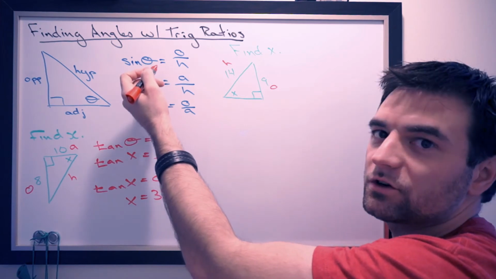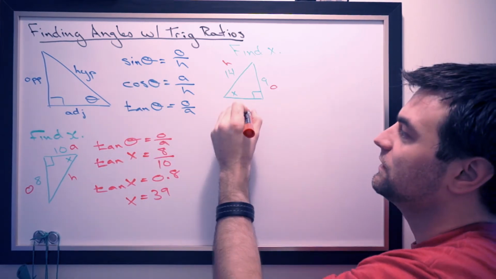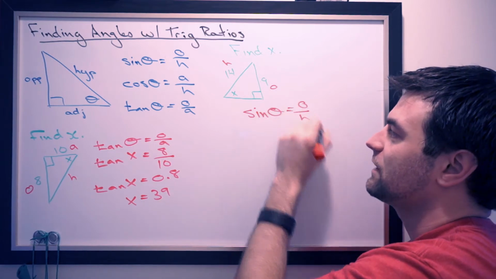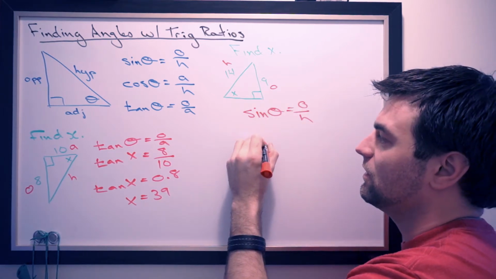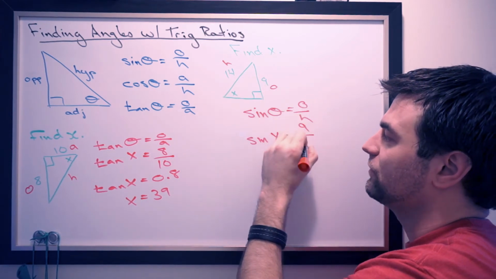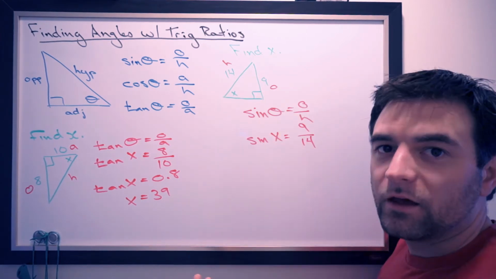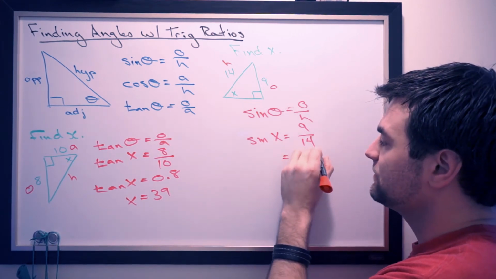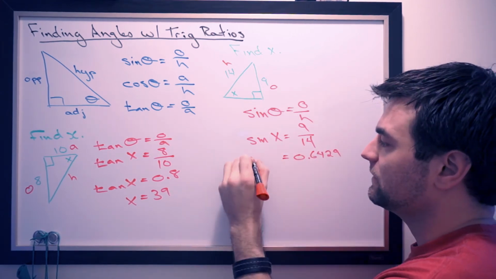Opposite and hypotenuse are going to require the sine formula. So we have sine theta equals opposite over hypotenuse. In this case, sine x equals 9 over 14. And when we divide 9 by 14, we'll get approximately 0.6429.